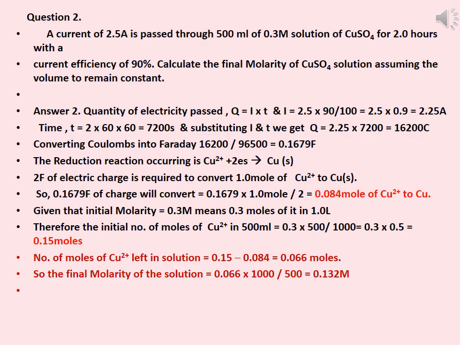So, the final molarity of the solution: 0.066 moles are present in 500 ml. Whenever we talk about molarity, it is the number of moles in 1 liter of the solution. So, the molarity of the solution would be 0.066 into 1000 by 500, which is 0.132 mole. So the molarity of the solution which is remaining is 0.132 M.